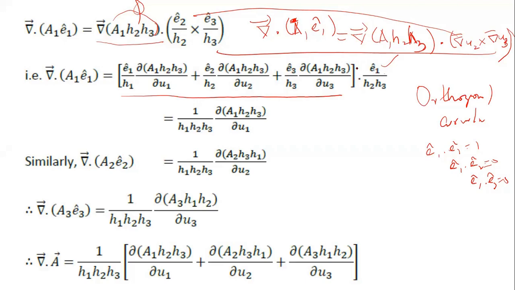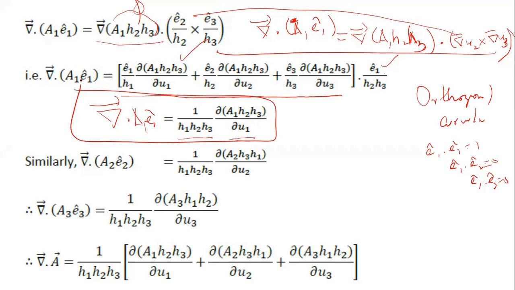Then in the denominator you will have H1, H2, H3. So H1, H2, H3, del of A1, H2, H3 upon del of U1. Only the first term will survive here after taking dot product with E1 cap. Now, so you see that this is divergence of A1 E1 cap is equal to this.